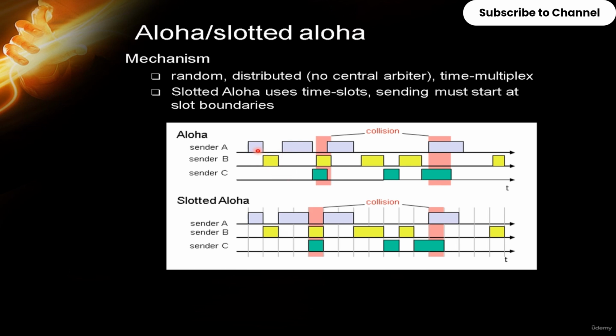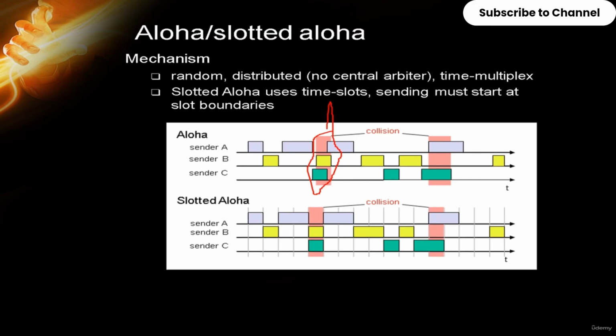Here in Aloha, at a particular time slot, sender A, sender B, and sender C are sending. Sender A is sending this message. Assume it is a message in the particular time slot. Likewise, sender B is also sending a message. Sender C starts sending, and see here, collision occurs. Since there is no central authority to control, the collision occurs here.